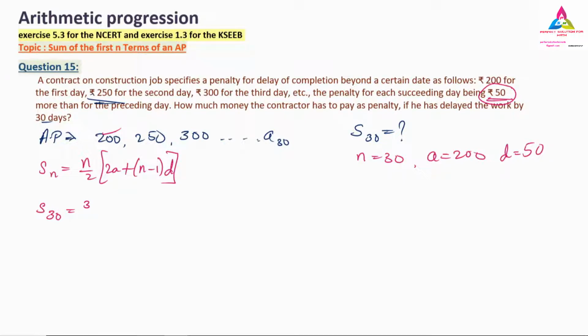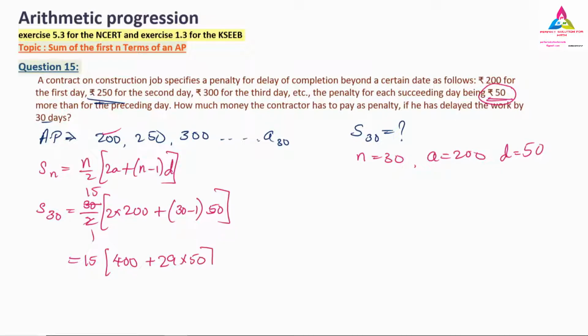The n value is 30 by 2 into 2 into the a value 200 plus 30 minus 1 into the d value, which is 50. So now we have to calculate. 2 1s are 2, 15s are 30. So here we are going to get 15 into 2 into 200, which is 400, plus 29 into 50. 15 as it is, 400 as it is, but we have to use the BODMAS rule and find this 29 into 50.